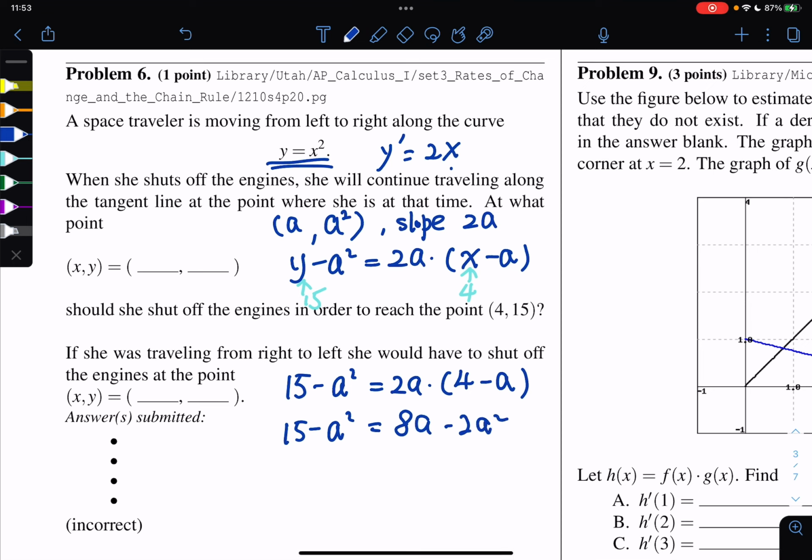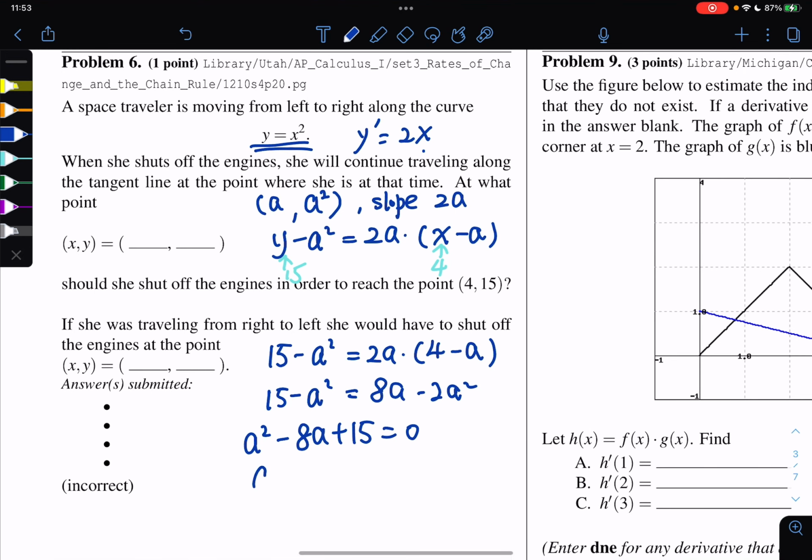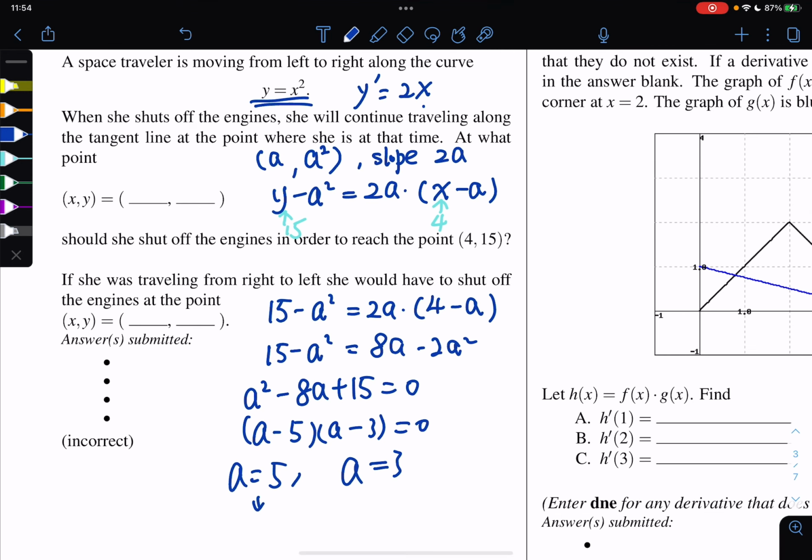So if I were to move everything to the same side, I end up with a squared minus 8a plus 15 equals 0. This is a quadratic equation. You either factor it or you use the quadratic formula. Either way works. So you have a being 5 and a being 3. So the only question left for us to do is to find the corresponding y value. If the input x is 5, then the function value would be 25. If x is 3, the function value would be 9. So my points, not my function, are (3, 9) and (5, 25).